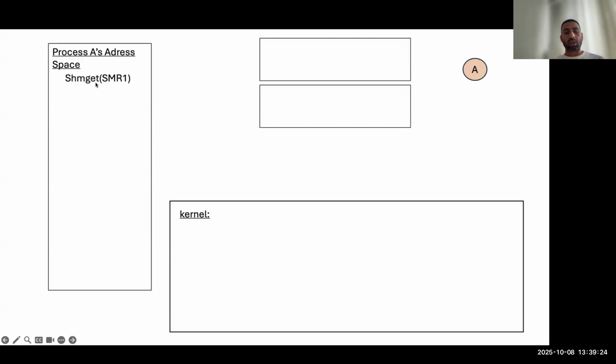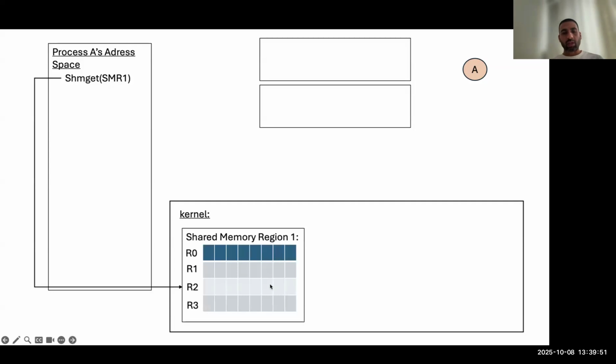Note that we are supposed to do this lab in Linux or Ubuntu. There you can use the system call shared memory get to create a shared memory area in the kernel space. You can Google to get more detail about the parameters of this system call and what value is returned. So when process A makes a shared memory get, an area will be created in the kernel. Let's say the area which is created is named shared memory region 1, or SMR1.